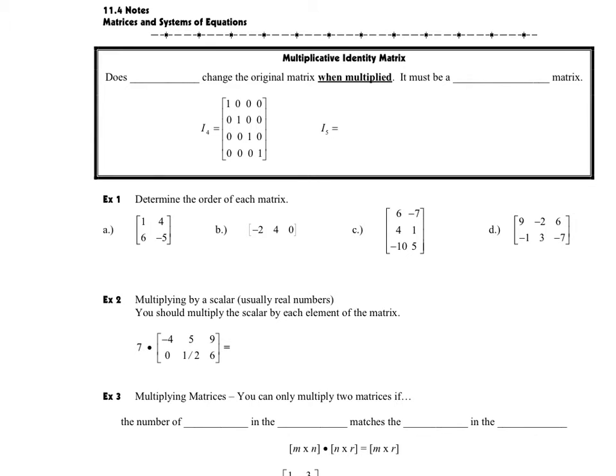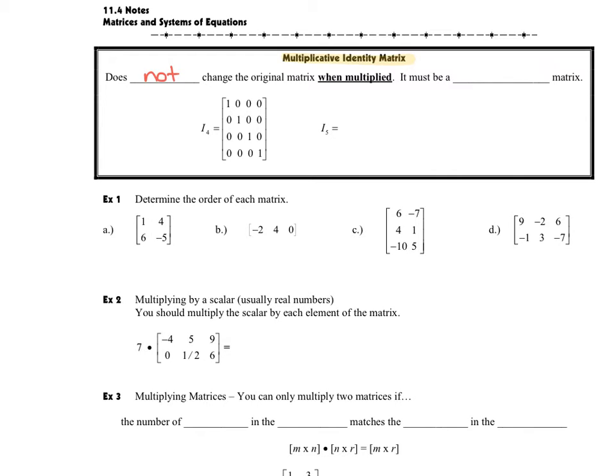So, multiplicative identity matrix, okay? It sounds pretty complicated when we look at this vocabulary word, but if we think about a multiplicative identity in general, it's a number that we can multiply times another number without changing it. Just like we had our additive identity with 0, our multiplicative identity would be 1. So when we're thinking about a multiplicative identity matrix, what we want is a matrix that does not change the original matrix whenever we multiply.